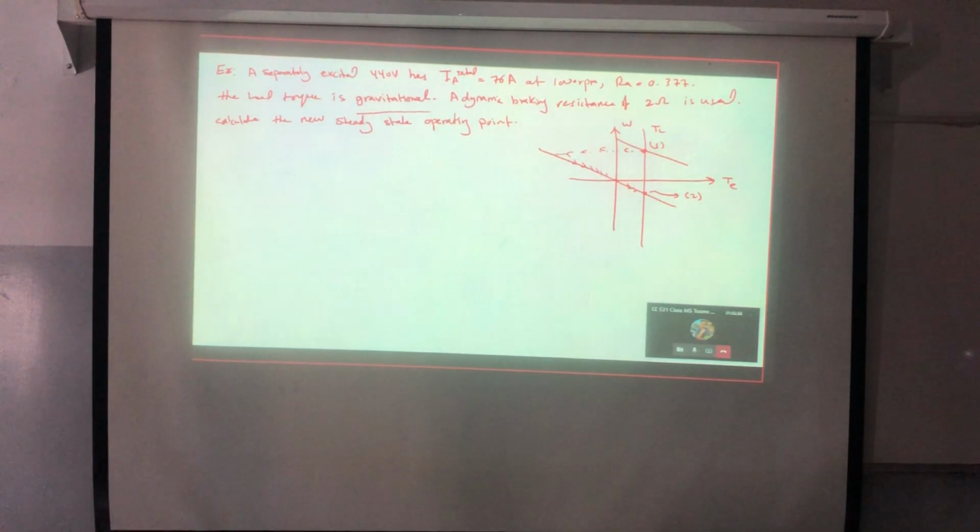So how can I do that? Of course, here I can also ask you for the magnitude of the braking current or the braking torque. Either I can ask you about TB equal to what, or Ib equal to what. So how can I solve it?